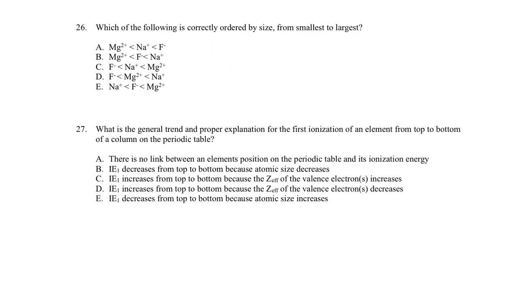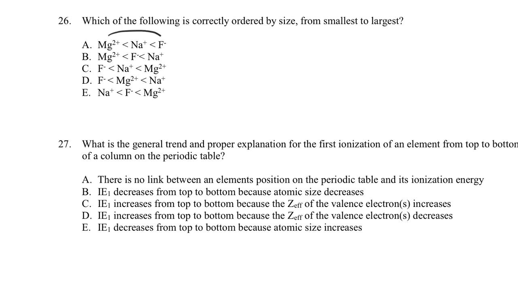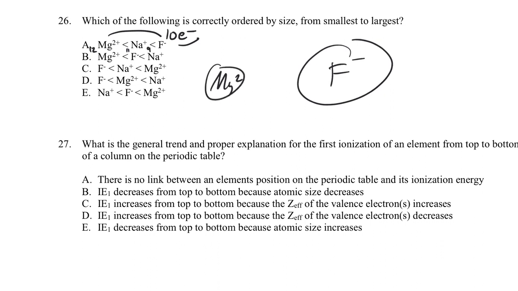Ranking based on size here for the ions, we just have to inspect the ions to notice that they all have 10 electrons. Magnesium 2+: magnesium has 12, lost 2 has 10. Sodium should have 11 electrons, lost 1 has 10. Fluorine has 9, gain 1 also has 10. And so the key here are the proton counts. As the proton count decreases with the same number of electrons, the ion grows larger. So F minus is the biggest, magnesium 2+, the highest charge, is the smallest, and sodium is in the middle.